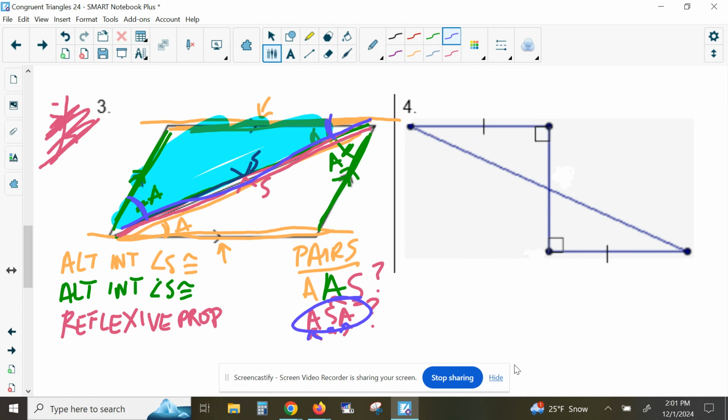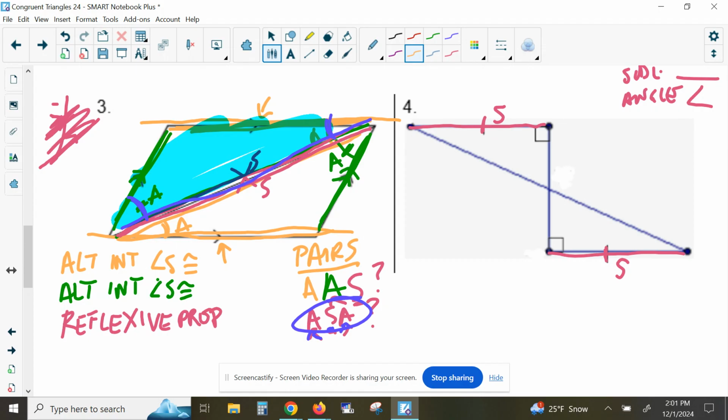Take a look at this. We do have some givens. Given means that they're already marked. This is congruent to this. Boom, boom. That is a side. Remember, sides look like this. Angles look like this, right? So those are clearly sides, segments.